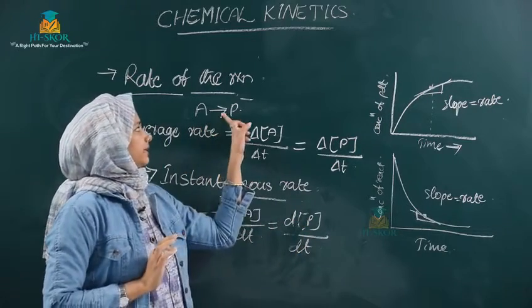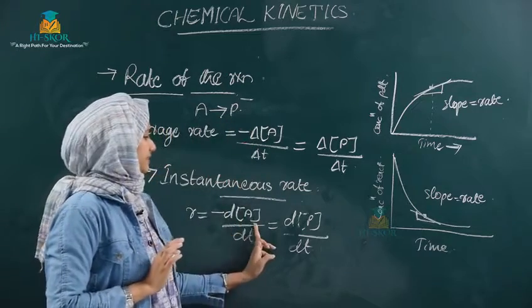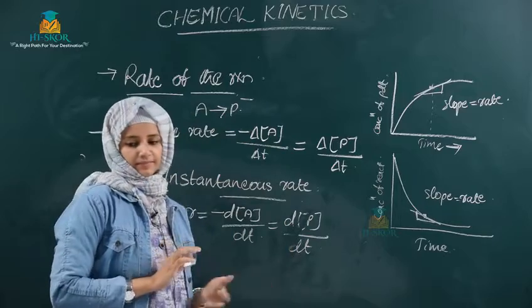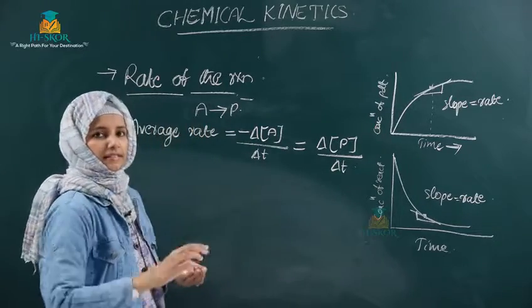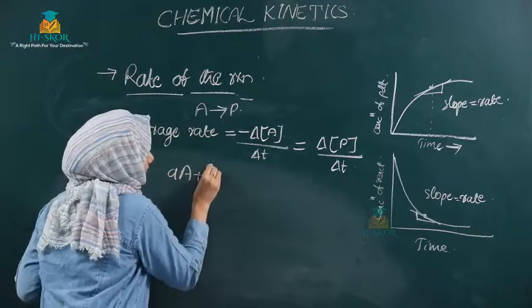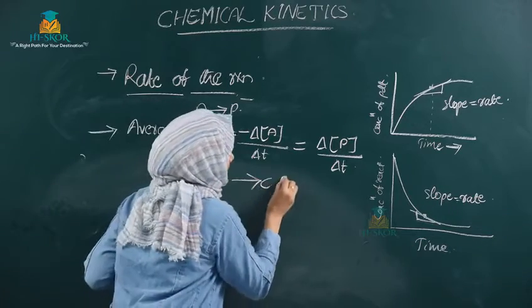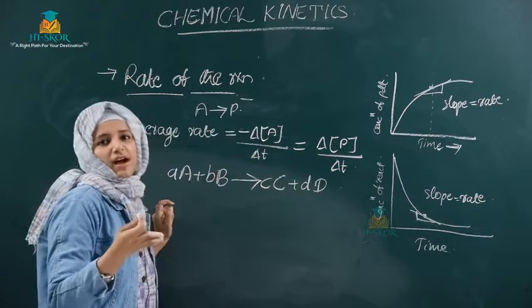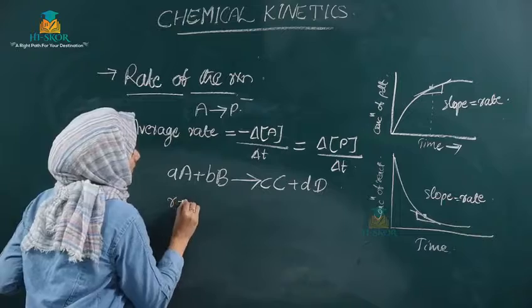For a reaction A gives products P, the rate is minus dA by dt, which is equal to dP by dt. Then how will you represent the instantaneous rate for a hypothetical reaction aA plus bB gives cC plus dD? In the same way, instead of delta, you have to use d here. That's the only difference.